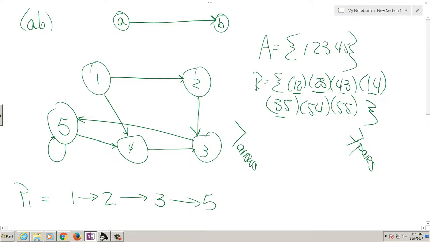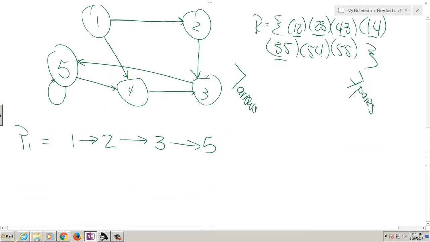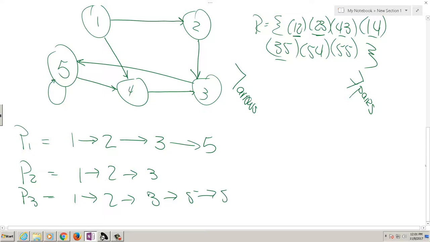There is another path through the digraph. Another path, I'll call it the second path, goes 1 to 2 to 3. There is another path that goes 1 to 2 to 3 to 5 to 5 to 4. So I would say there potentially exist an infinite number of paths. But the definition of a path is that it is finite, and it does have a start and it does have an ending point.